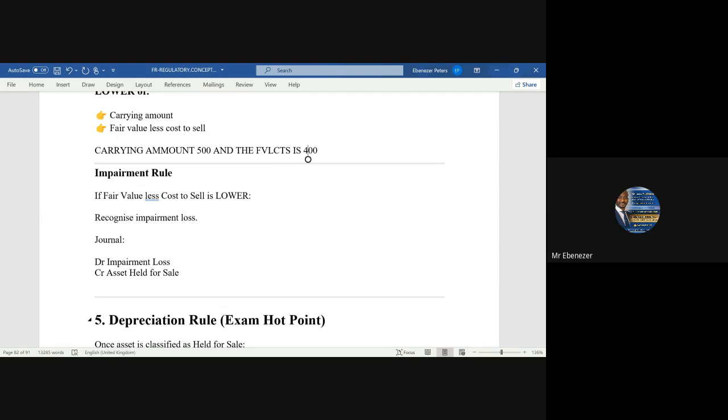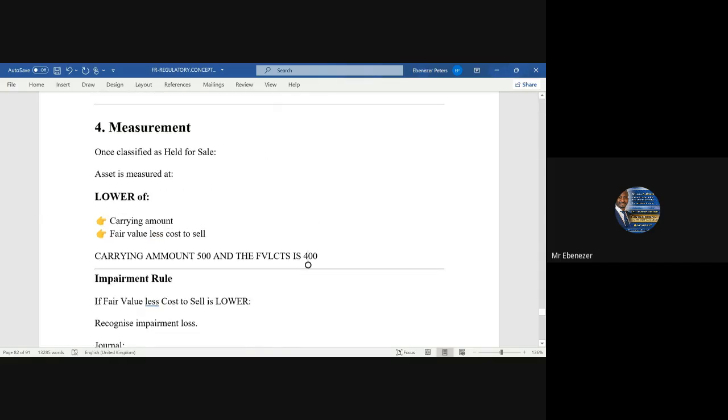Why? Because we said that in measuring the cost of assets held for sale, it will always be the lower of carrying amount and fair value less cost to sell. That is the lower of the two will be the cost that you will attach to the asset held for sale. The meaning is that, for instance, you have decided to sell a motor vehicle. The motor vehicle has 400,000 naira as the carrying amount. At the time you are making the decision, you now discover in the market that the fair value, that is the market value of the car, is now 300.